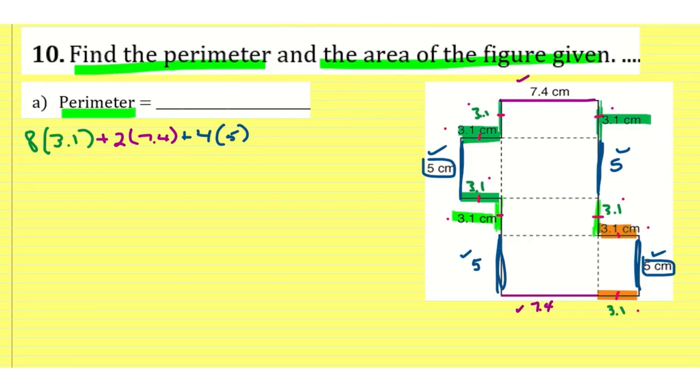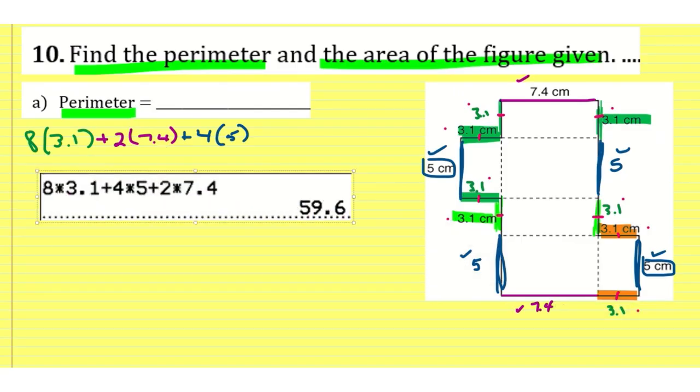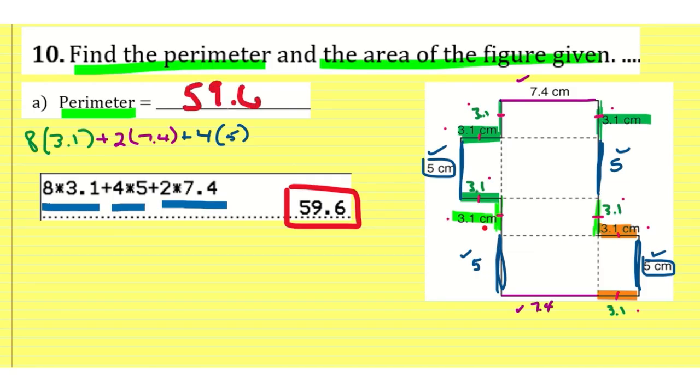So if we add all these things up, let's get our handy dandy calculator to let that do the work for us here. Okay, so here I have added 8 lengths of 3.1, 4 lengths of 5, and 2 lengths of 7.4, and it gave me a grand total of 59.6. And of course, these are centimeters, so my final perimeter is going to be 59.6 centimeters.